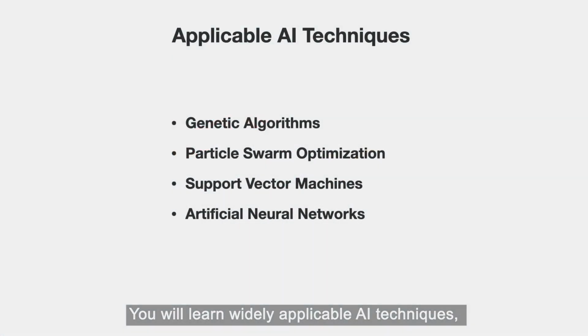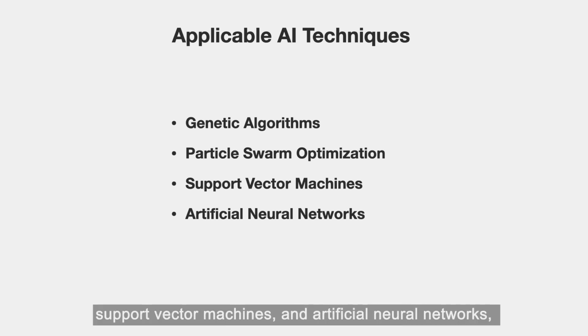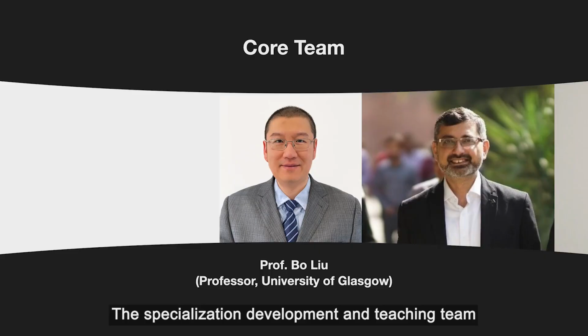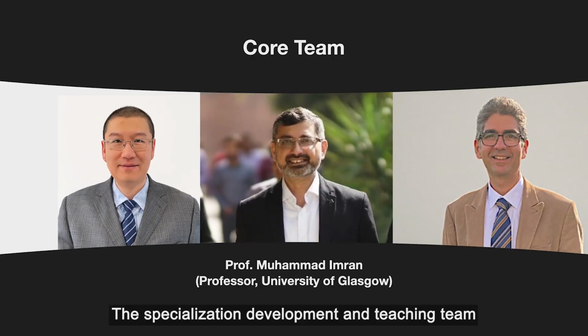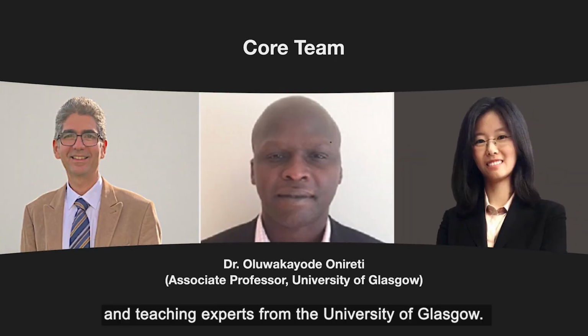You will learn widely applicable AI techniques such as genetic algorithms, particle swarm optimization, support vector machines, and artificial neural networks, and will use them to solve real-world engineering and science problems. The specialization, development, and teaching team is composed of AI experts, engineering experts, and teaching experts from the University of Glasgow.